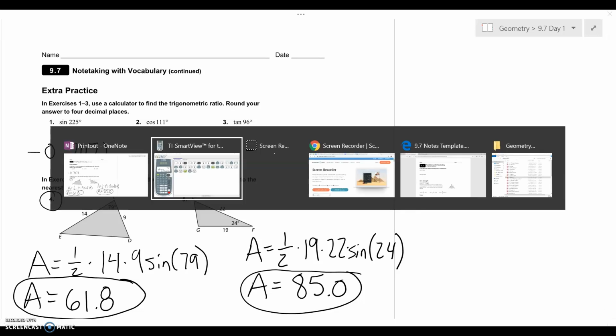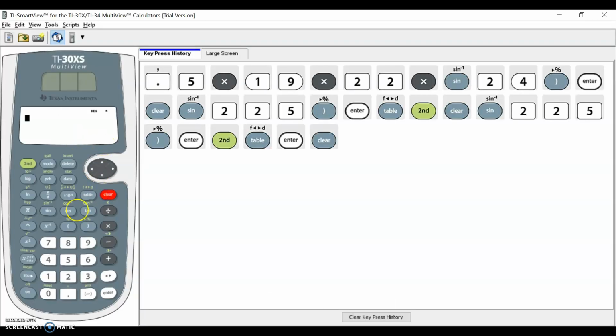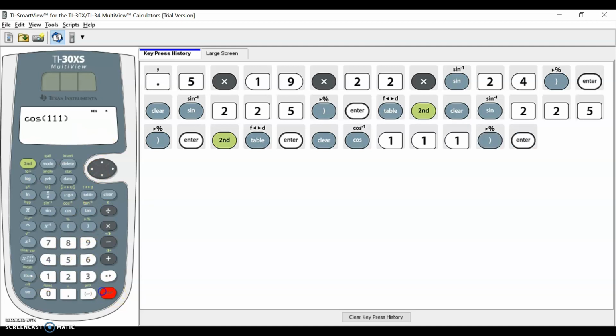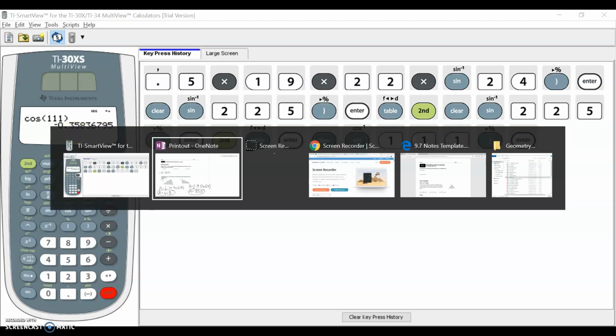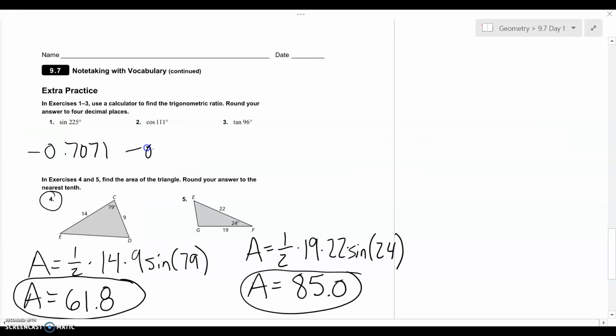So let's do cosine of 111. So if we jump over here, we'll clear this out. We'll do cosine of 111, and we'll see what our calculator gives us for that. And it gives us negative 0.3584. So negative, and that's just rounding this last 3 up. So negative 0.3584. And the last one, tangent of 96.